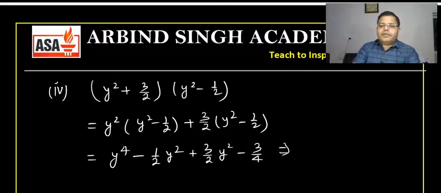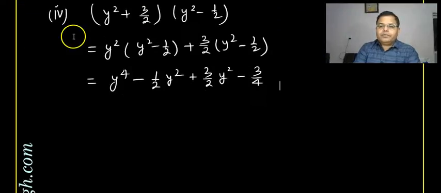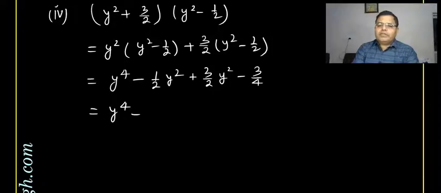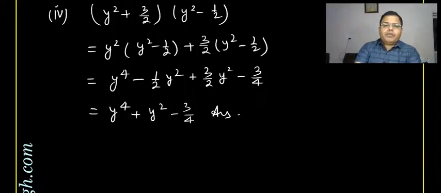Let me write here. That will come up as y to the power 4, plus 3 by 2 y square minus 1 by 2 y square, that is 2 by 2 y square, which is equal to y square, minus 3 by 4. That will be the answer. So these are the products. I hope you got it.